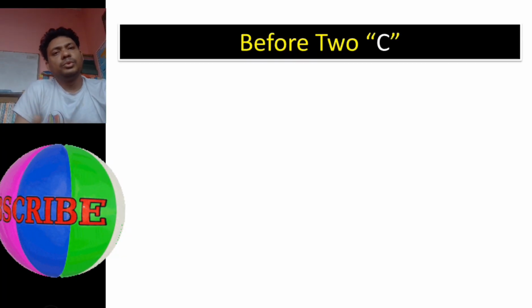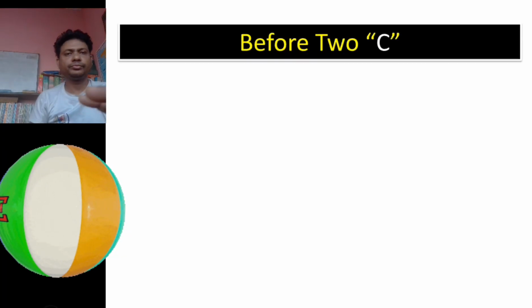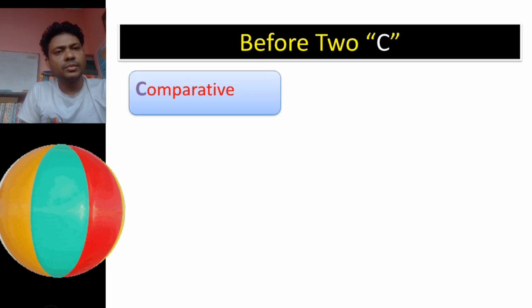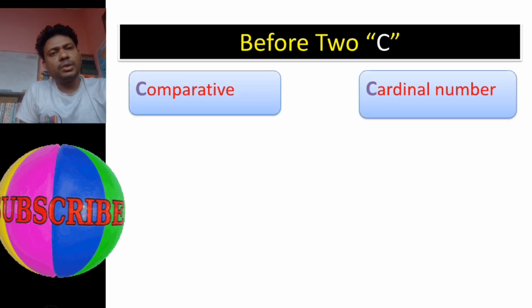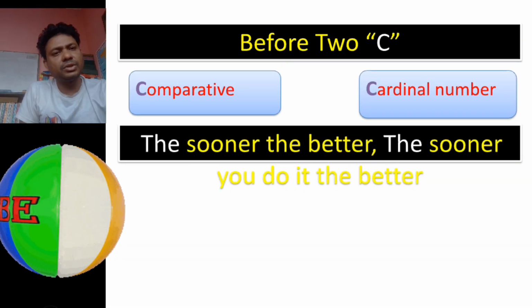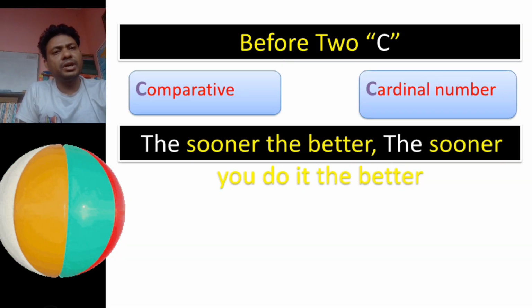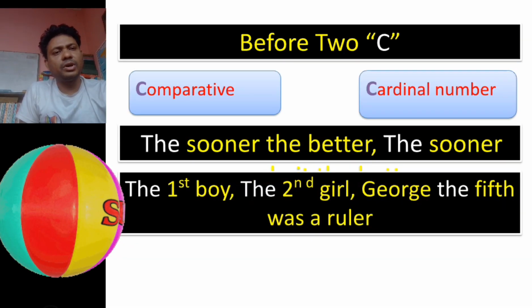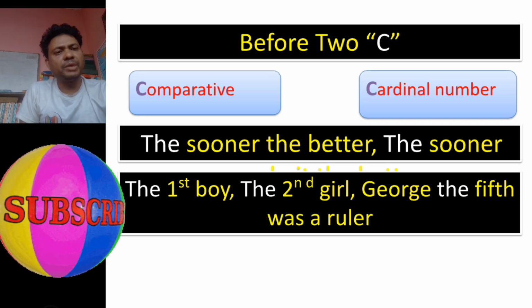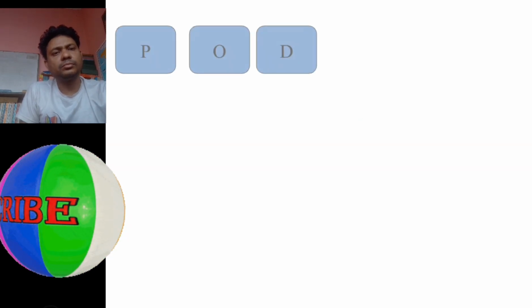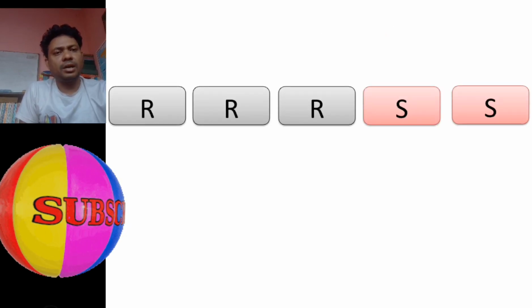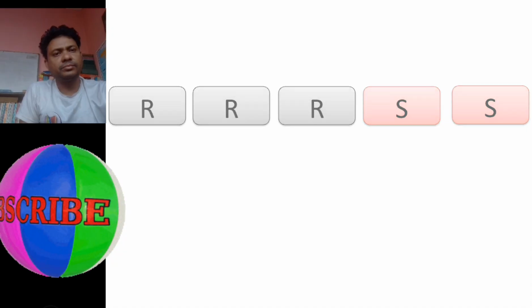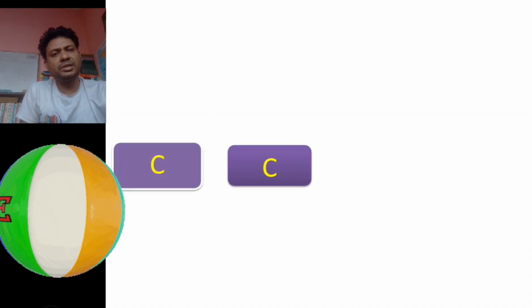Before two C's, দুইটা C এর আগে বসাবেন the। Comparative, cardinal number. The sooner the better. The sooner you do it, the better. The first boy, the second girl, George the Fifth was a ruler. POD, and CUS, and then RRRSS. Okay? Remember it, double C.